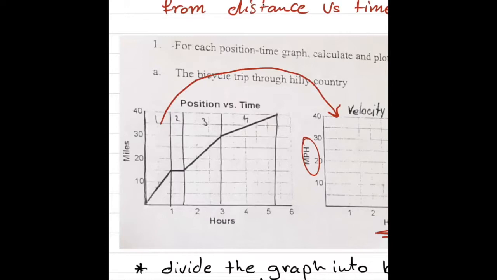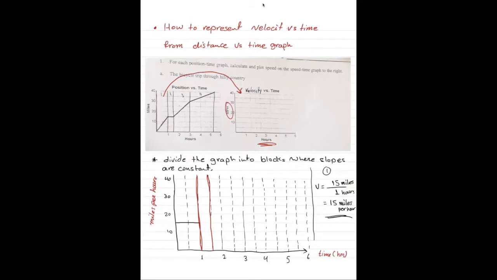Okay, in block 2, we noticed that the cyclist did not change their position. Their position stayed constant for the entire time of block 2. And when I say constant, it means a horizontal line. That means they didn't change their position. That should indicate one thing, that they didn't move. Their velocity was 0.